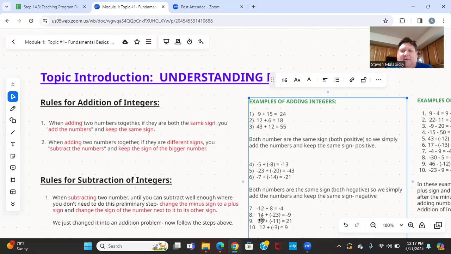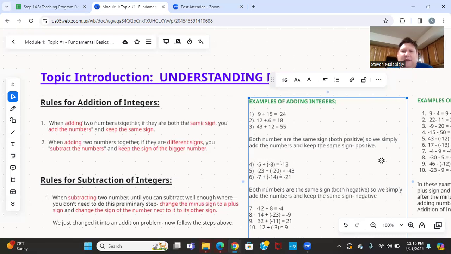Here, the 14 is positive. We're adding. The 23 is negative, so my signs are different, which means we're going to actually subtract. 23 minus 14 is 9. The bigger number is negative, so it's -9. 32 is positive, 11 is negative. We're adding, which means we actually subtract the numbers. 32 minus 11 is 21. The bigger number is positive. 32 is bigger than 11. So since the 32 is positive, my final answer is positive 21.